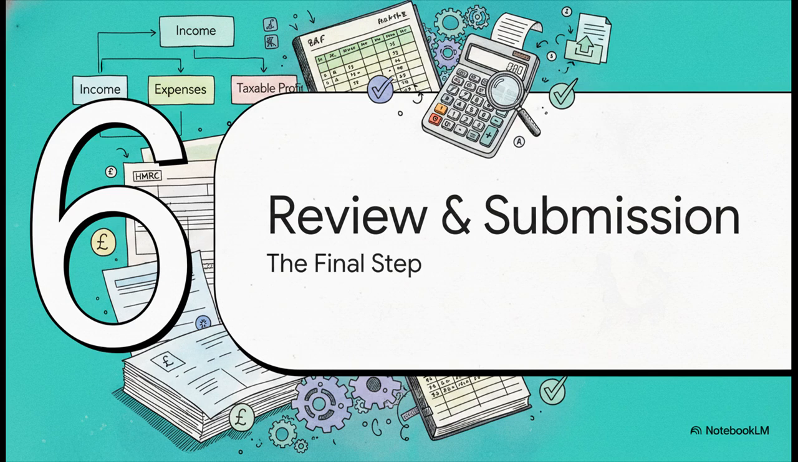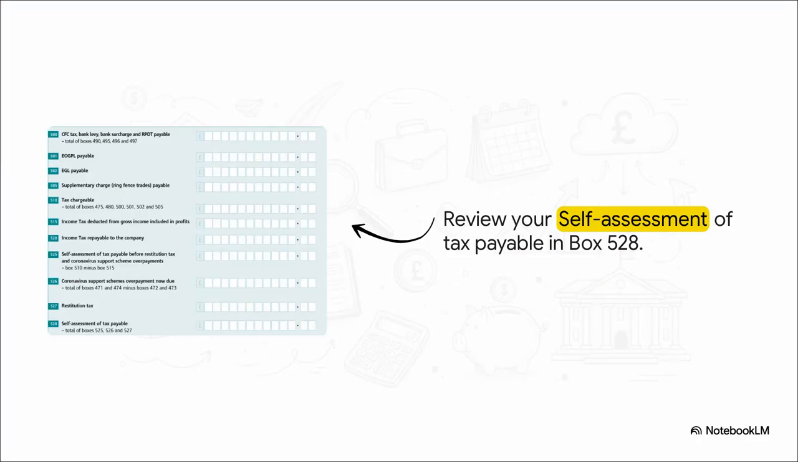And finally, step 6, review and submission. We've structured the income, run the numbers, and gathered the docs. Now it's time for the final review. In this last stretch, you're verifying your net corporation tax liability. You'll subtract things like income tax already deducted from your gross income in box 515, factor in any restitution tax or overpayments, and arrive at your ultimate final self-assessment of tax payable right there in box 528.